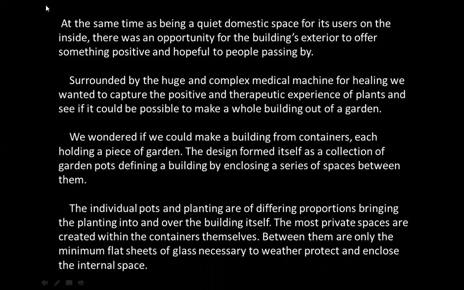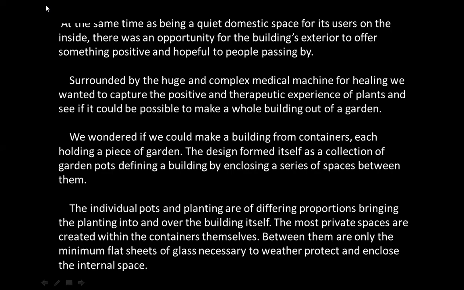Surrounded by the huge and complex medical machine for healing, we wanted, that's what the architects say, we wanted to capture the positive and therapeutic experience of plants and see if it could be possible to make a whole building out of a garden. Interesting, just as an idea, to make the whole building out of a garden.